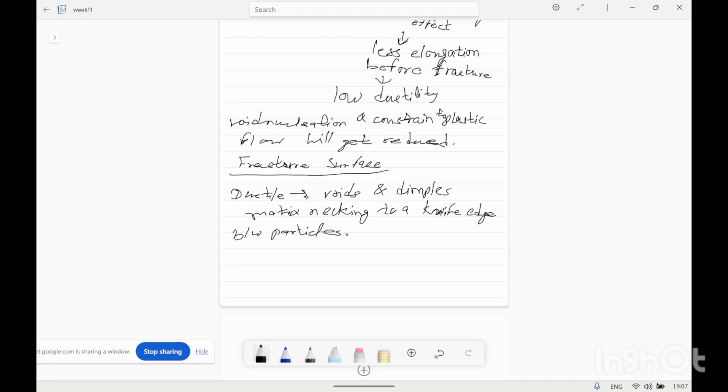And there will be a serpentine type of glide happening on the dimples. That indicates the shear coalescence mechanism.